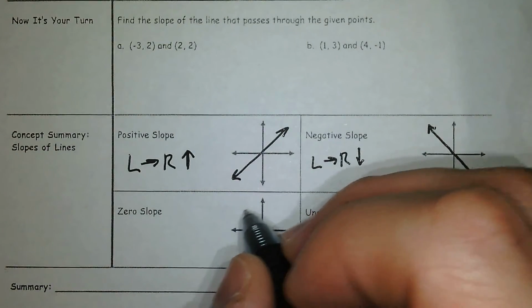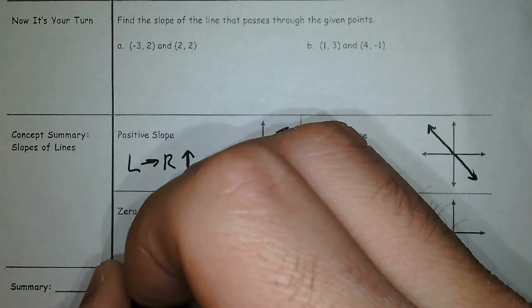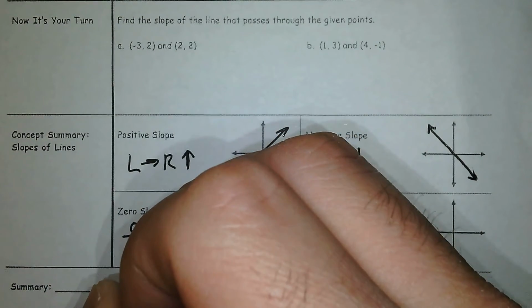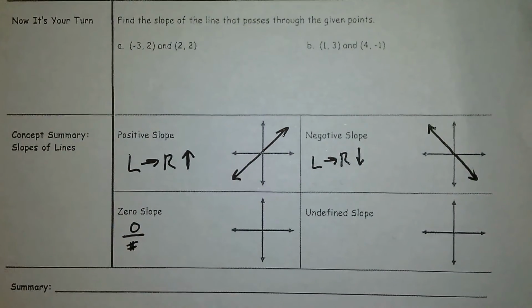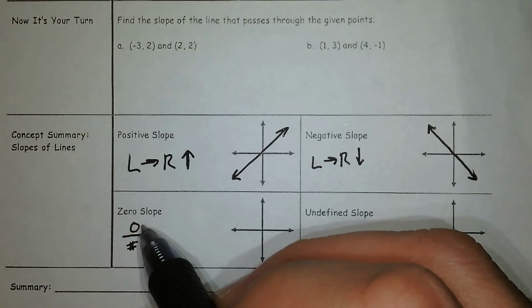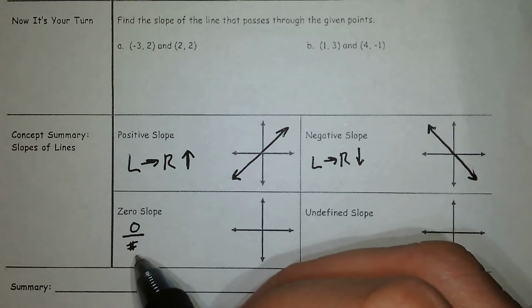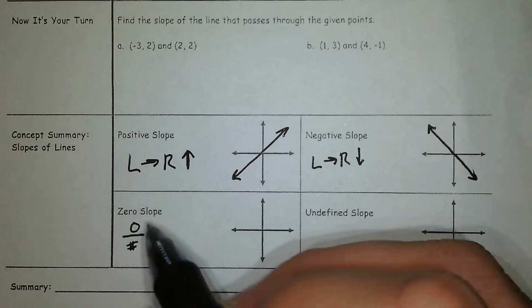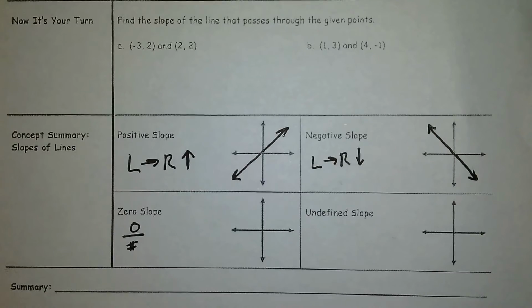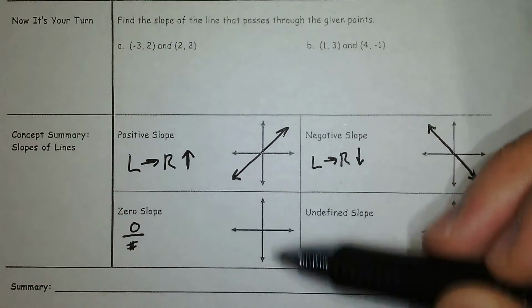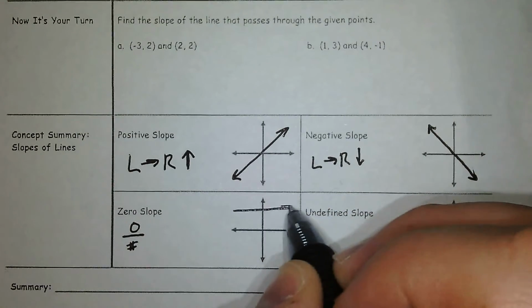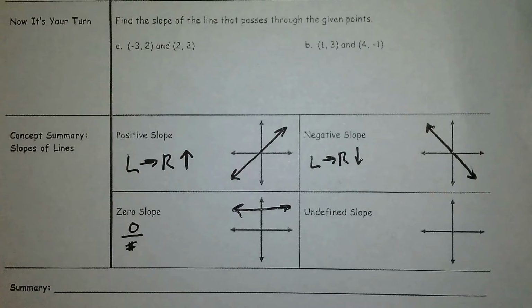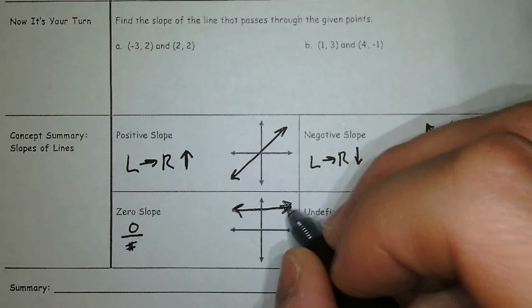Zero slope. A zero slope means that you have 0 divided by some number. Now what that means is that there's no rise. There's only run, right? So there's never any rise, which means it's never increasing up or down. It's only going left to right. And what that's going to look like is just a horizontal line. That's a zero slope. So if you see a horizontal line, that's zero slope.